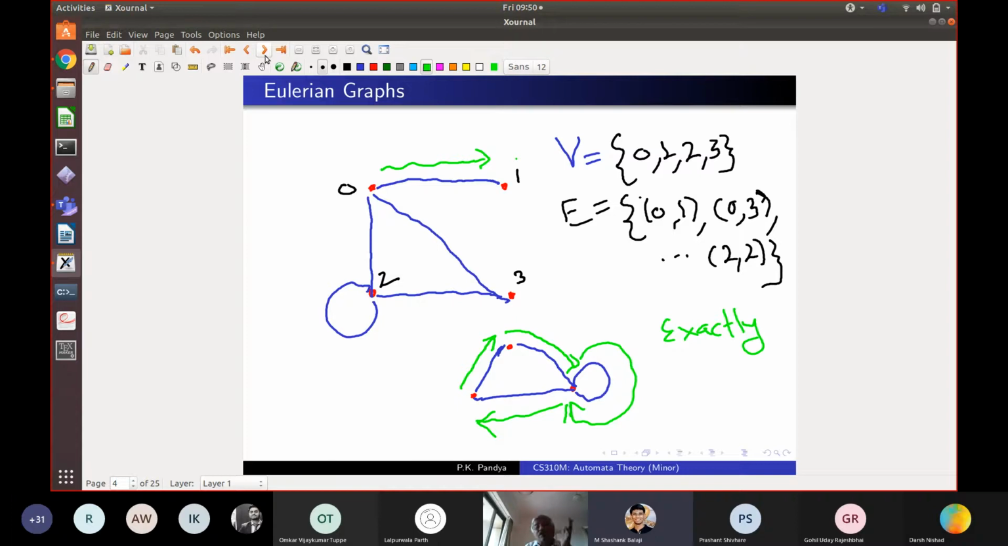Yeah. There is a more general condition. Given a start and an end node, there is an Eulerian path which starts at the start node, ends at the end node, and every edge must be visited once. But we are talking about circuits, Euler circuits. Okay, good question.